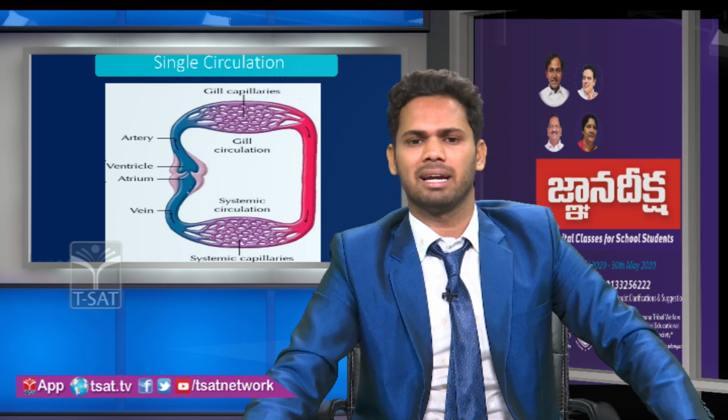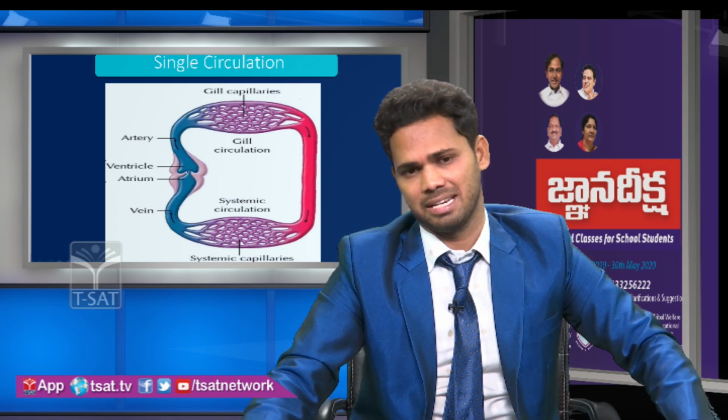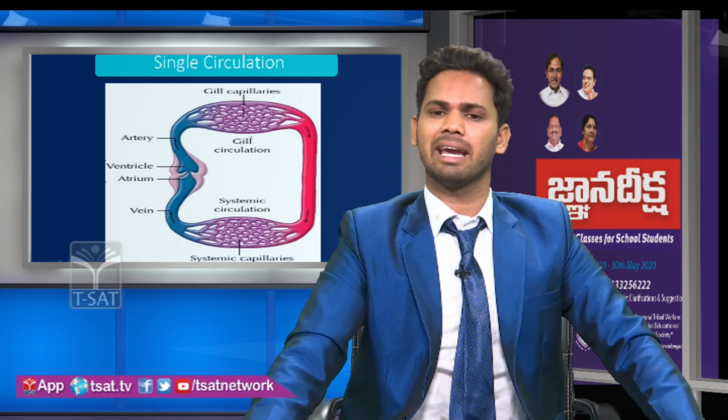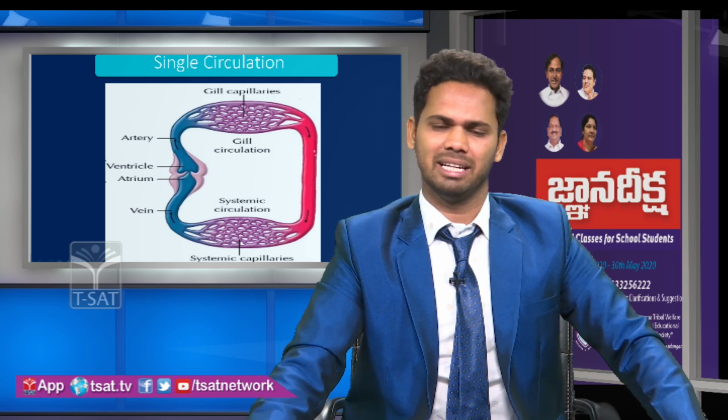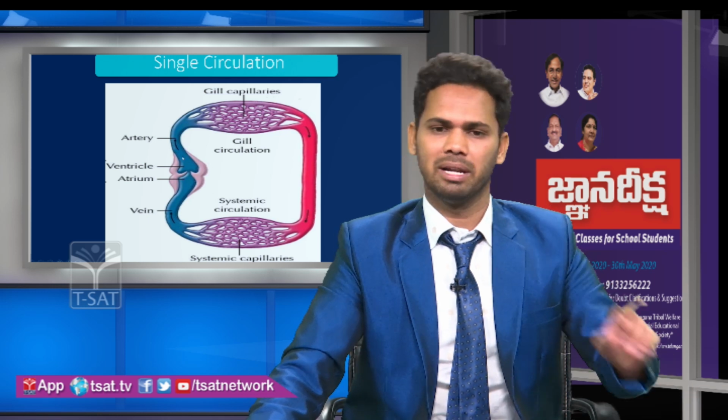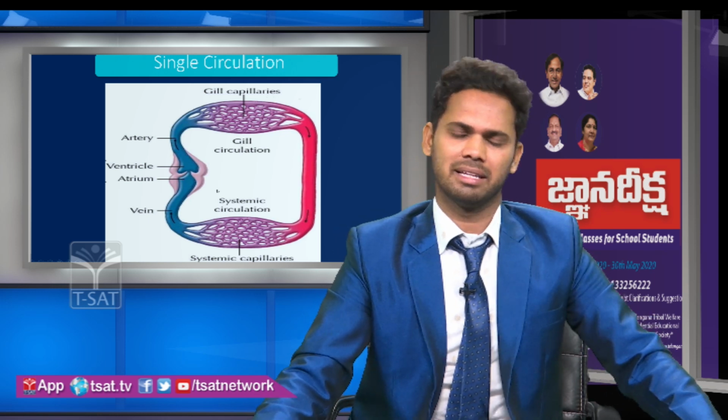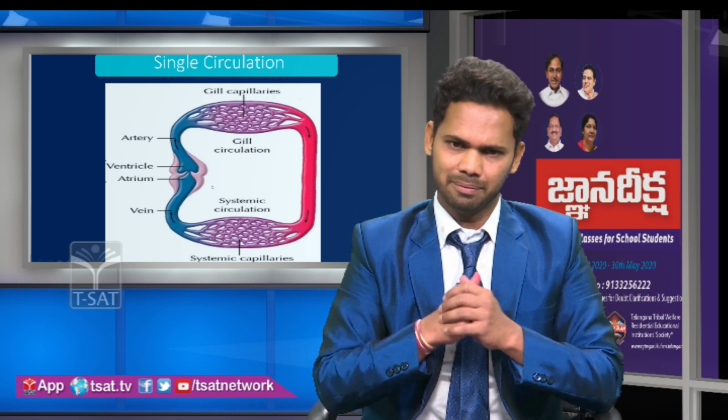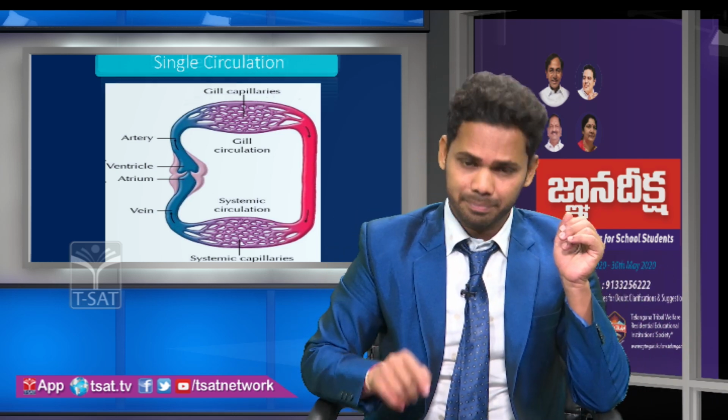So this blue color blood again goes through the heart to the gills. Gills again modify that into oxygenated. So through the heart it travels only once. This is single circulation, which occurs in fish.